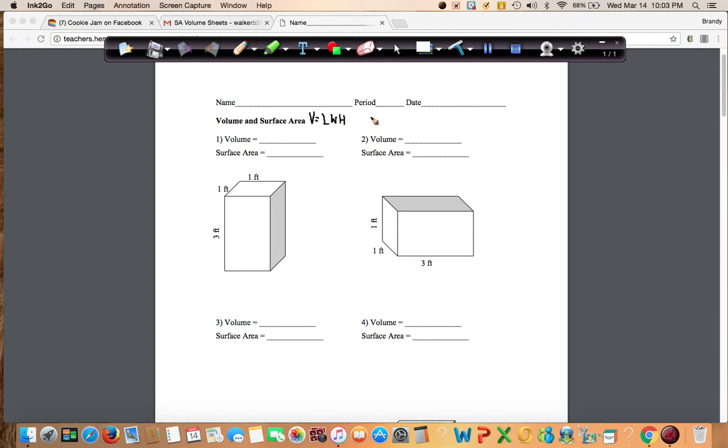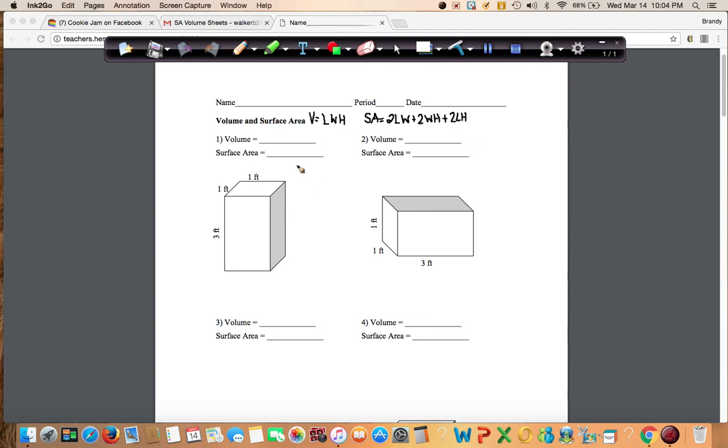The other one you're going to need to know for this part is surface area. Surface area equals 2 times the length times the width. That will give us our top and bottom, plus 2 times the width times the height. That will give us our two side pieces, and then 2 times the length times the height, and that will give us our top and bottom piece. Again, if it helps, you can make 6 faces and figure it out that way.